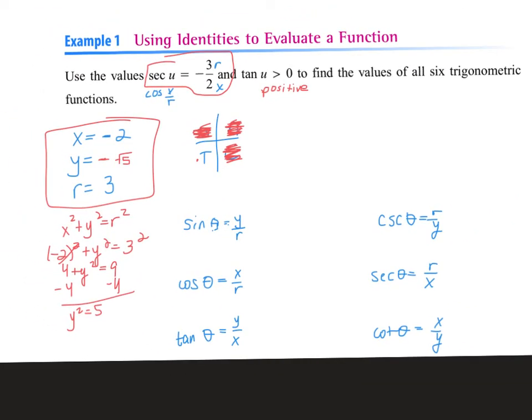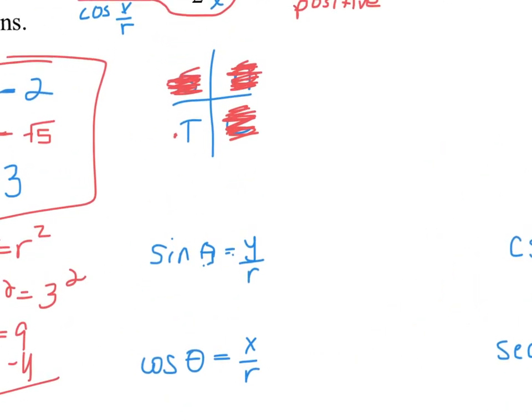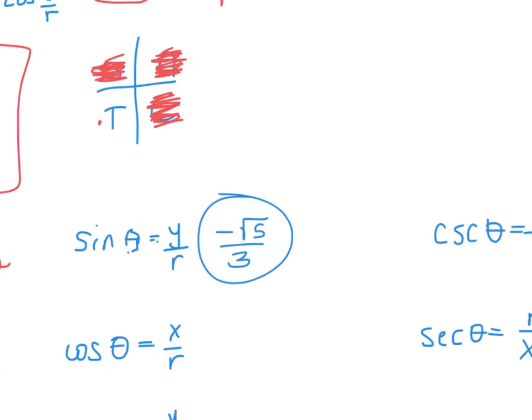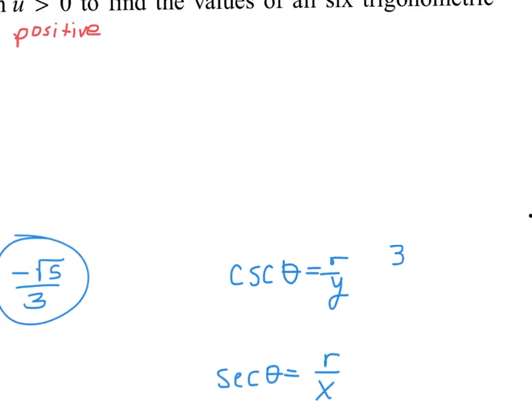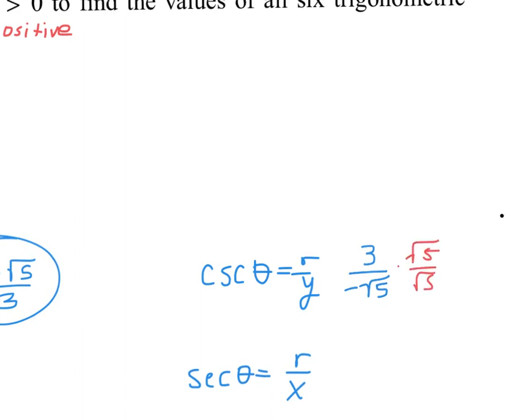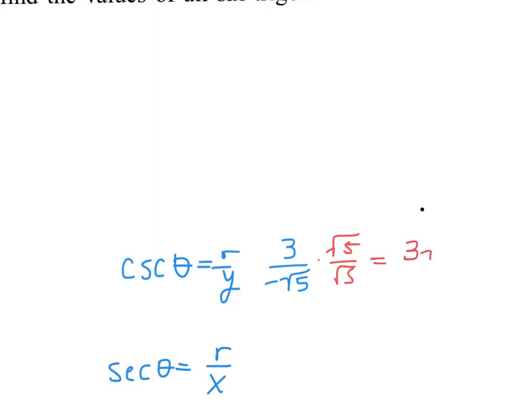So now we just take those values and plug them in. Sine is y over r. It's going to be negative root 5 over 3. So then my cosecant would be 3 over negative root 5. That is okay for WebAssign, yes? Is it okay for Mrs. Meadows? No. So we got to rationalize. So this would be 3 root 5 over 5, and it's negative. Doesn't matter where you put the negative, just as long as it's there.